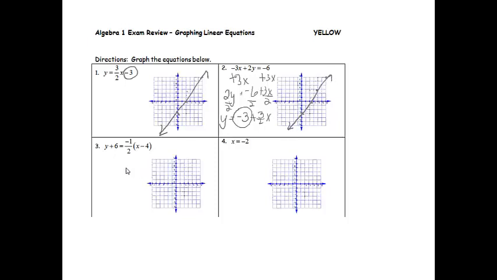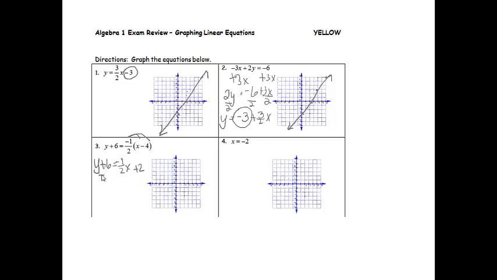All right, problem 3. Again, we want it to say y equals, so the first thing we need to do is get rid of those parentheses by distributing. So I'm going to have y plus 6 equals negative 1/2 times x is negative 1/2 x. And then negative 1/2 times negative 4 is going to be positive 2.